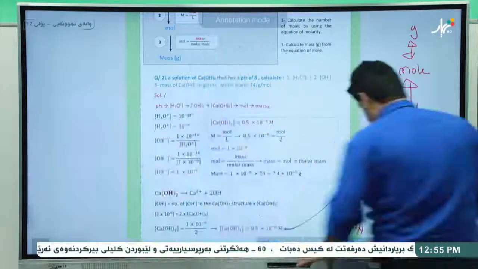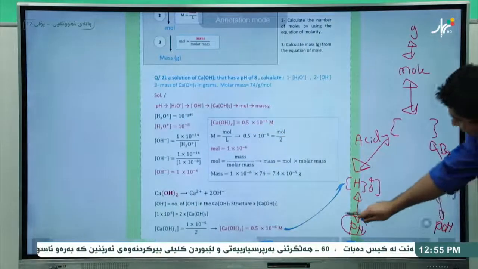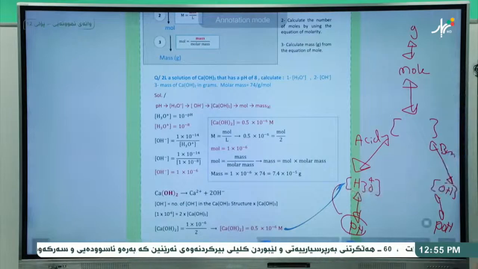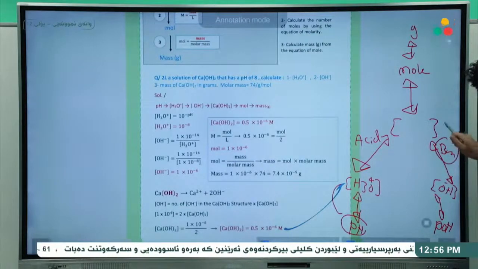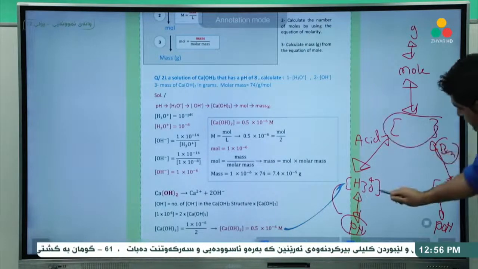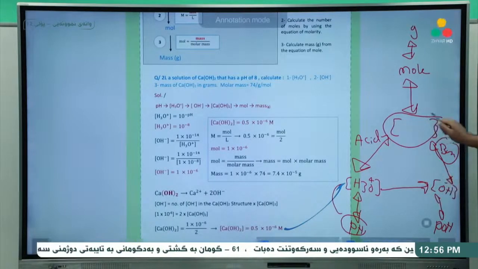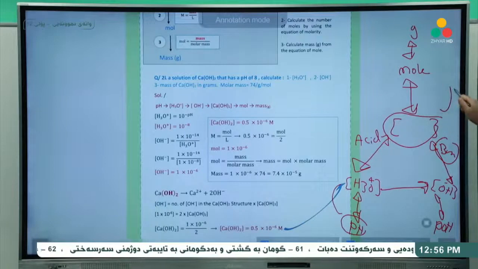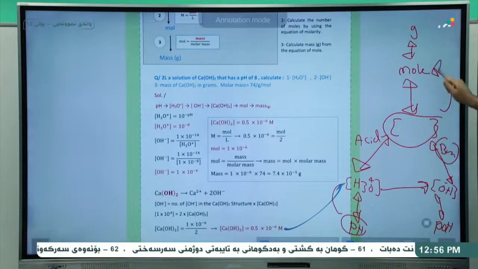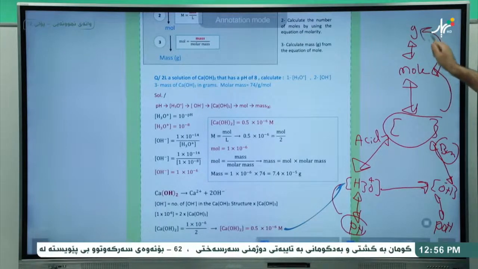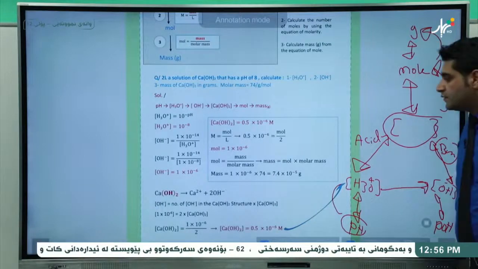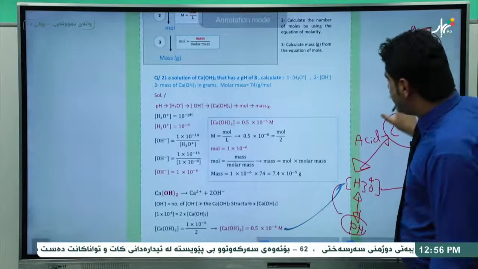It's very important. Look, we have pH. We converted pH into hydronium ion. Because the compound is a base, we have to convert hydronium into hydroxide, then hydroxide into concentration, then concentration into number of mole, then number of mole into grams. So it will be solved just like that.